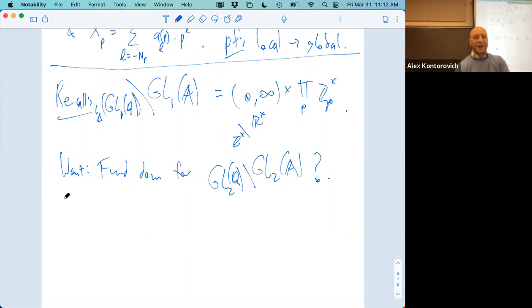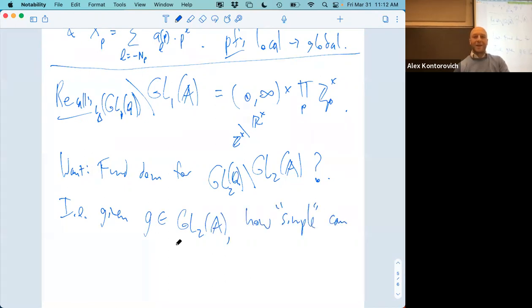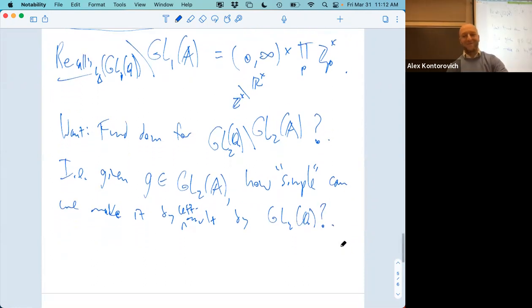Okay, so i.e. given a matrix in GL2A, how simple can we make it by left multiplication by GL2Q? Okay. Well, this may be not a great thing to jump right into, but whatever.